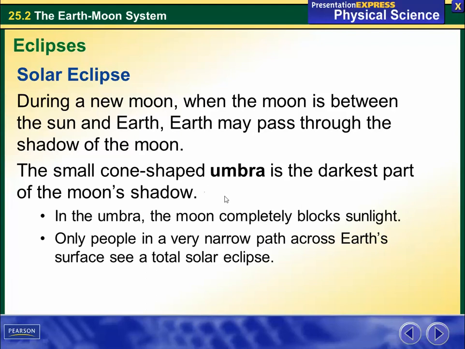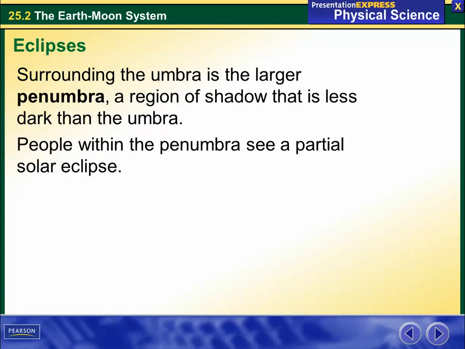This happened again in some areas with our most recent eclipse, when the Earth passed through the shadow of the moon and it blocked out the sun. We had our special glasses out to look at it if you went out to see it. But only a very few people saw the umbra in that total solar eclipse. Surrounding that was the penumbra, which is the region of the shadow that is less dark, so more people were able to see a partial solar eclipse, depending on your location.